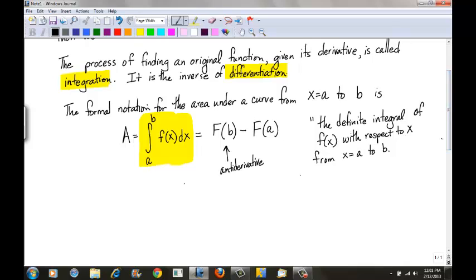Okay, now I want to go through some examples. Like I said, I'm going to have you do them algebraically, and then you can check it on the calculator using the FNINT function on the calculator. So let's go through this.